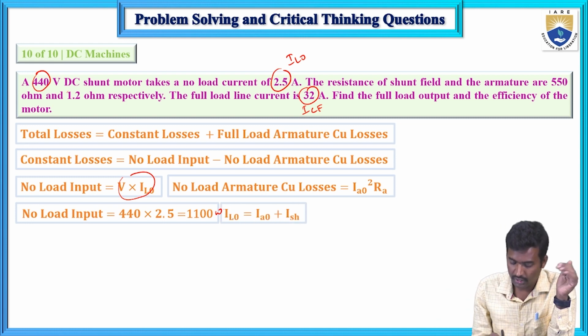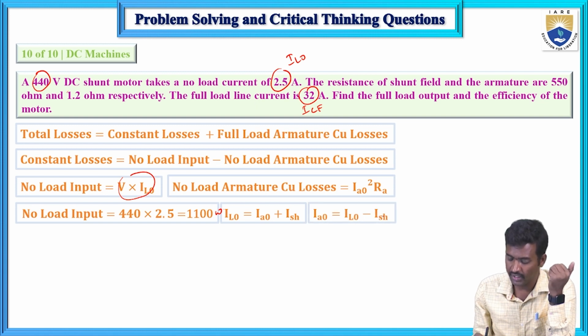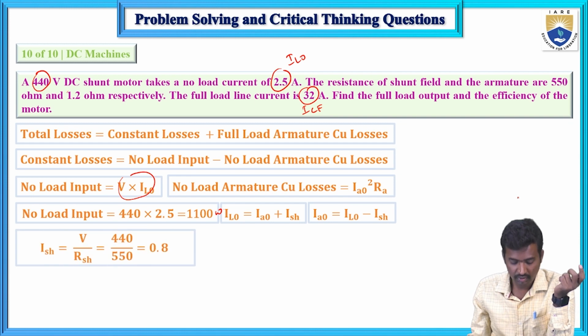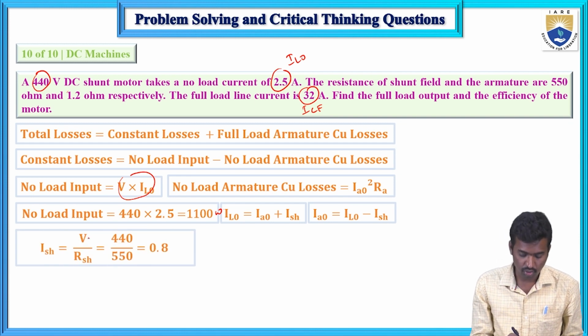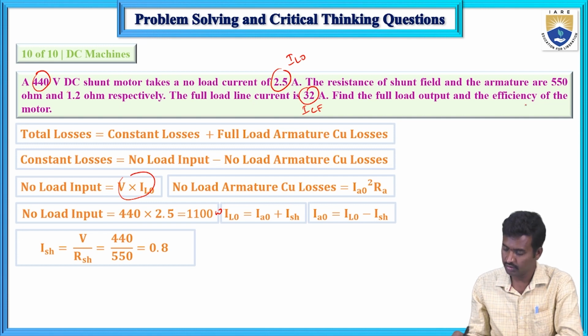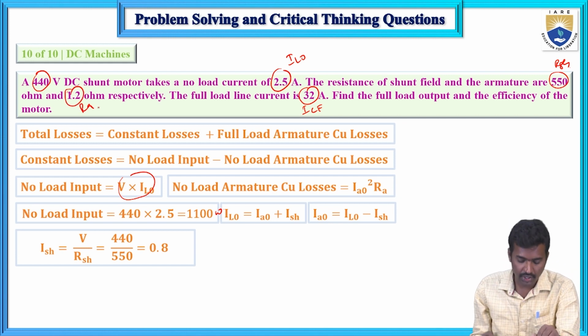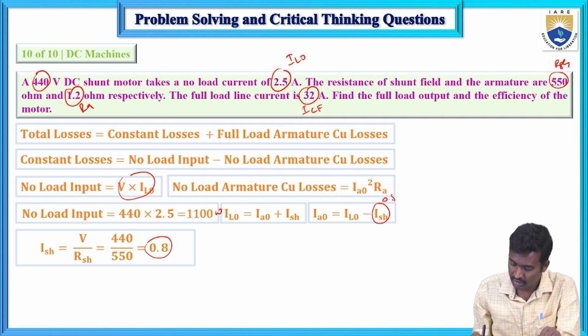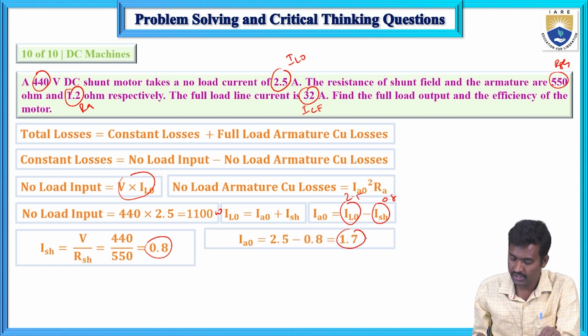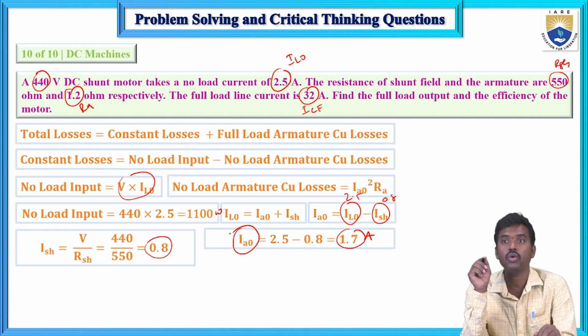IA0 is equal to IL, we know this formula. Now IA equals IL minus ISH, we know this formula at no load condition. So now here IL equals to, what about IL and ISH? Here ISH equals 440 by RSH, this is RSH and this is the RA. Now V by RSH is equal to 0.8, and this one is 2.5. 2.5 minus 0.8 is 1.7 amperes, and this is the IA0, no load armature current.